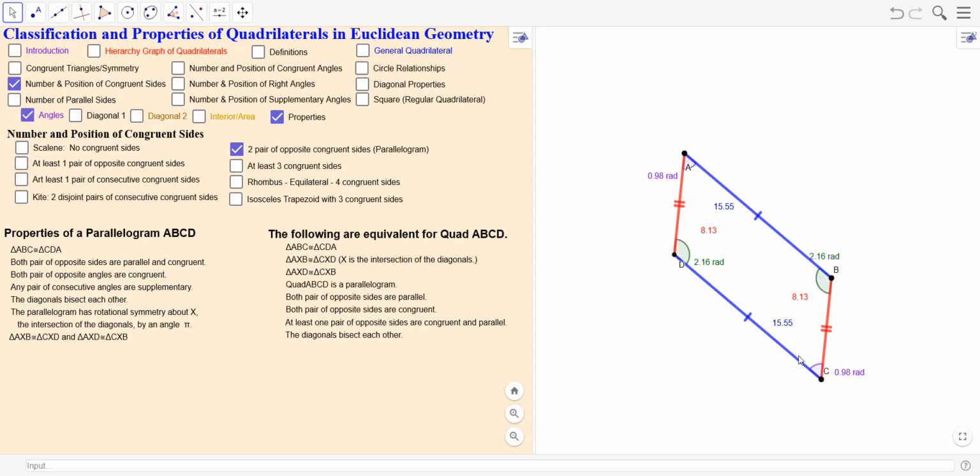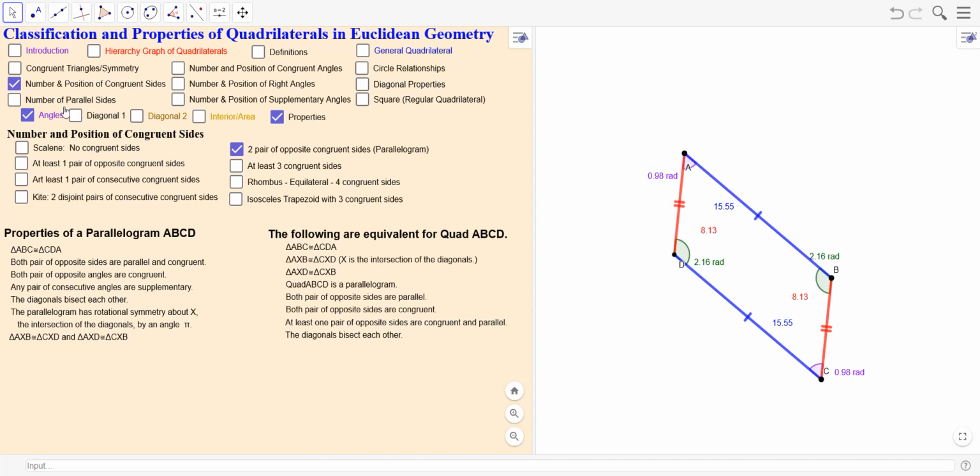opposite angles are congruent. These two angles at B and D are congruent. The interior angles at A and C are congruent. And if you take any consecutive pair, say A with D or A with B, or B with C, or C with D, any of those pairs that are consecutive are supplementary.